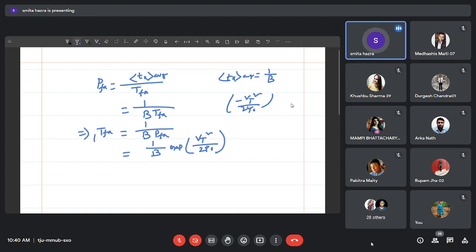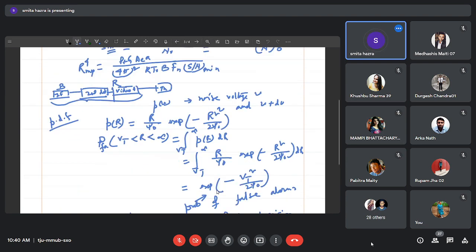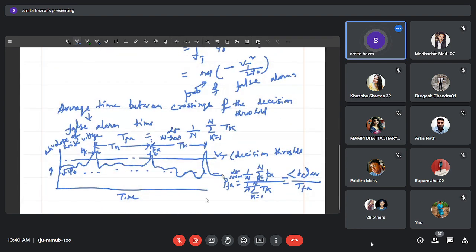Now look at the expression. This expression is much more friendly. And this gives us a pure clarification of the ratio of the Vt and psi naught. What are they? Vt is your decision threshold, and psi naught is your root mean square noise level.